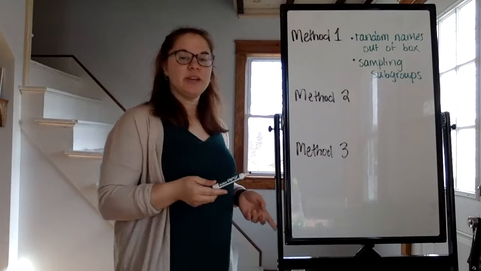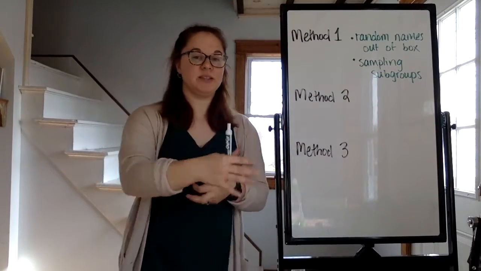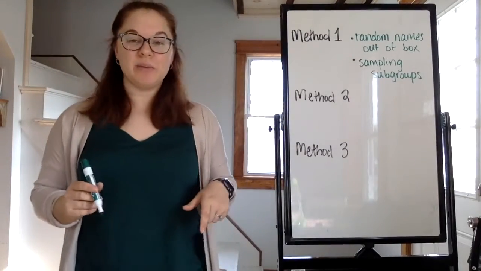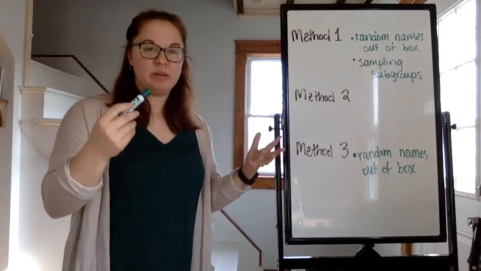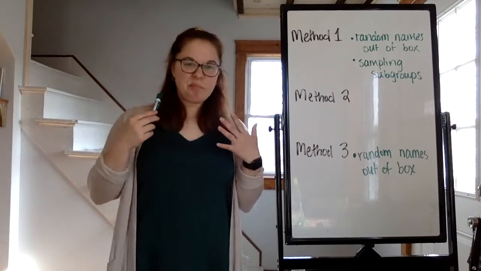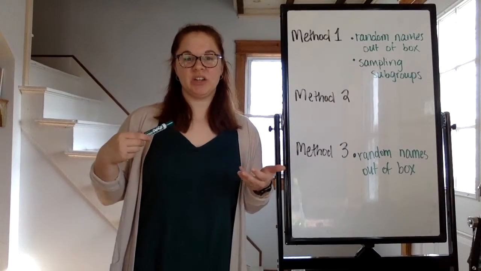And with method 3, it's where I'm putting all of the names of the students in a box, mixing them all up, and pulling out the 4 names without looking. And again, that's random names out of a box. So those are the random elements of our methods. And now let's add in some biases. So things that could be biased about each kind.